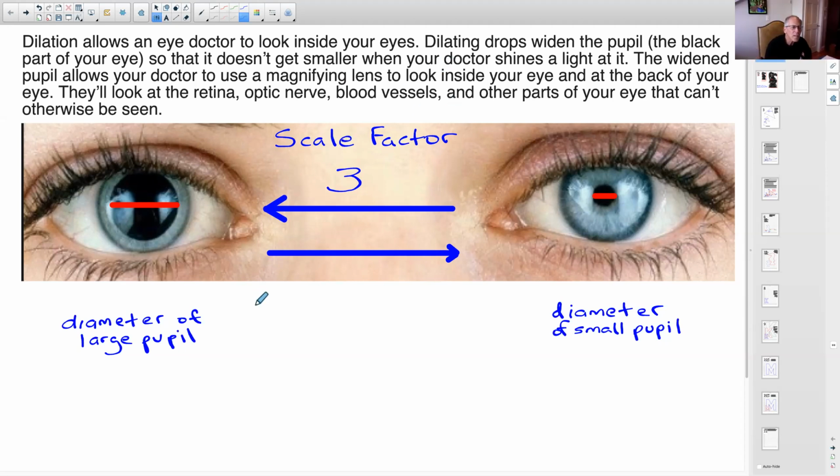Now, who can tell me the scale factor going from big to small? If the scale factor going small to big is 3 times, who can tell me the scale factor from big to small? Lucia? What do you think? Lucia, you had your hand up. Does anybody else? Tess, can you put your hand up electronically, please? And Lucia, do you want to share?